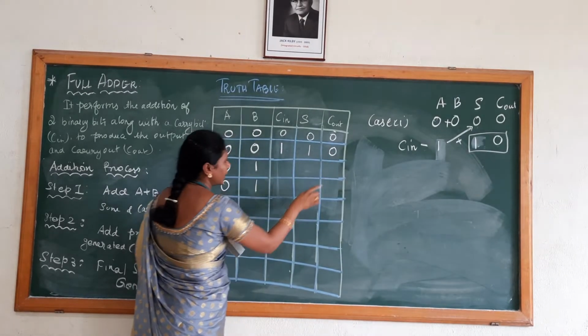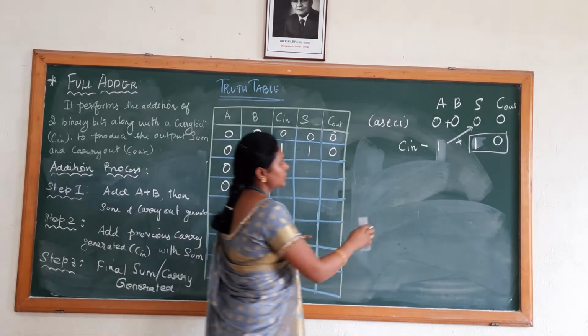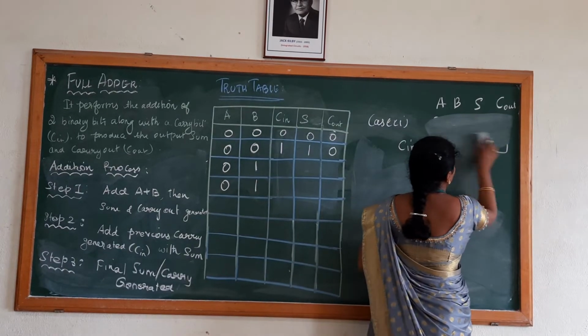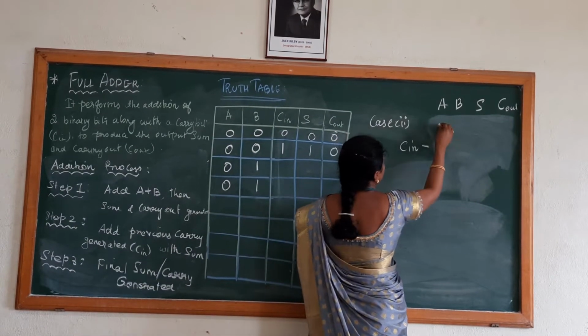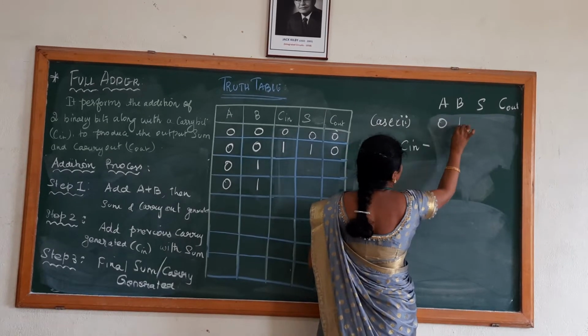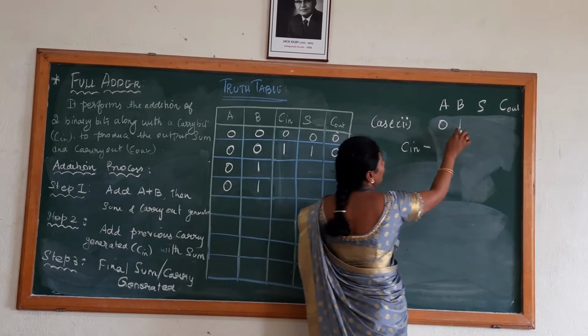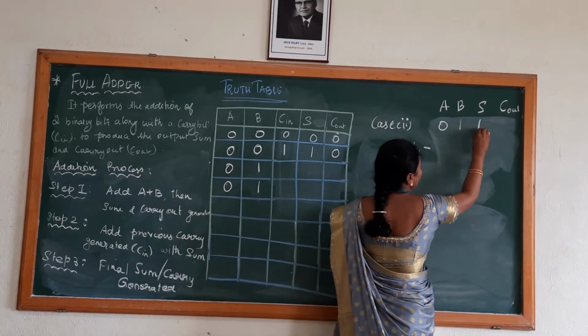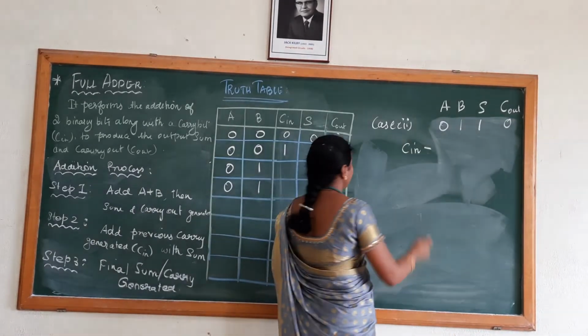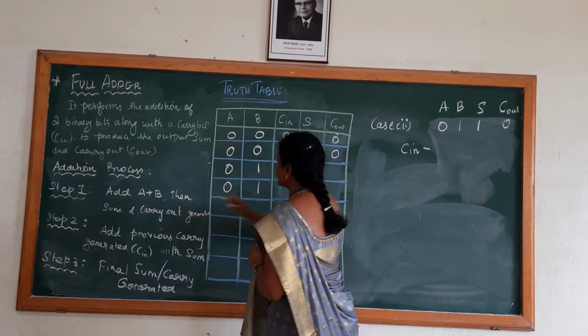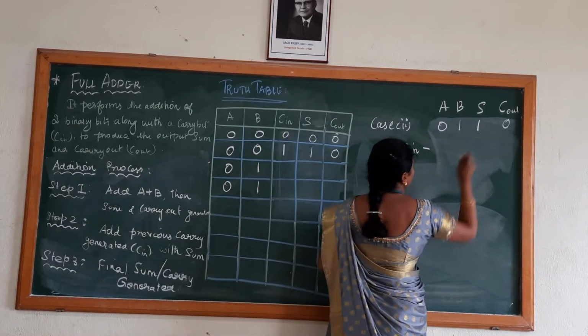There is no carry. Next, case 2. Suppose 0, 1. 0 plus 1 is what? Sum is 1, there is no carry. So for the first step, that would be the status of sum S and C out.